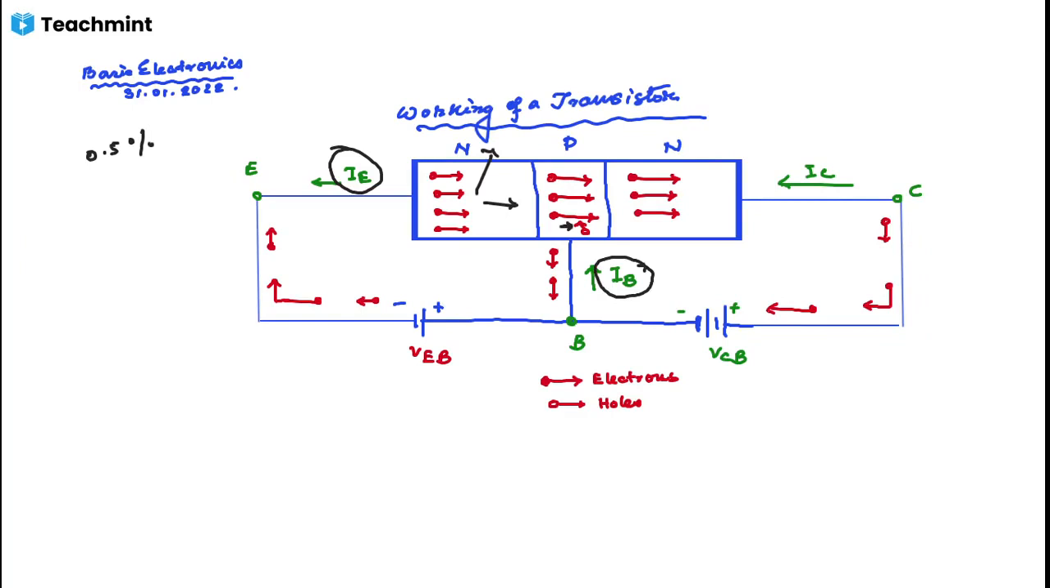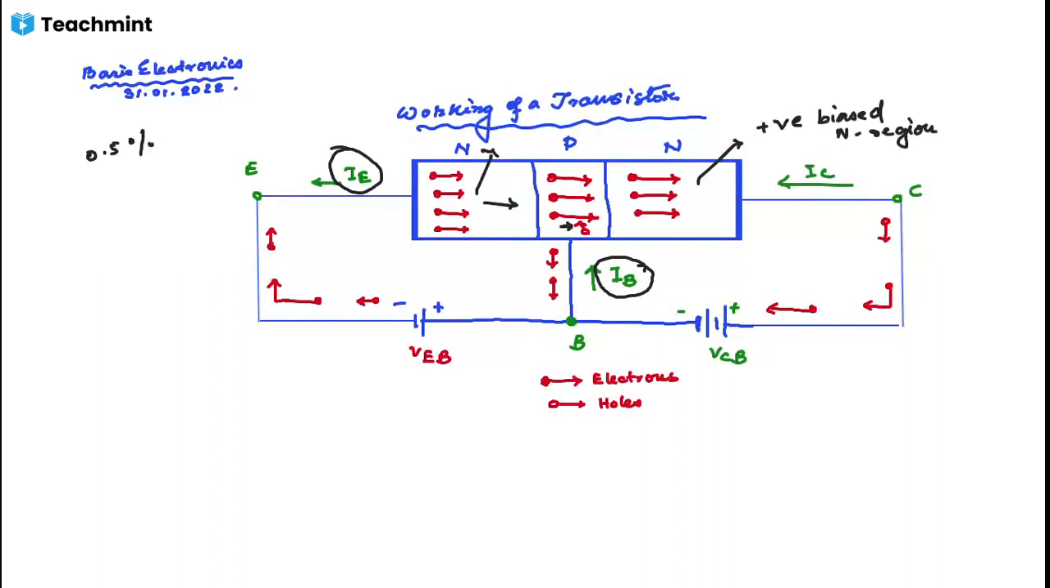The remaining electrons pass on to the collector, which is the positively biased N region. These electrons are collected by the collector to constitute the collector current.